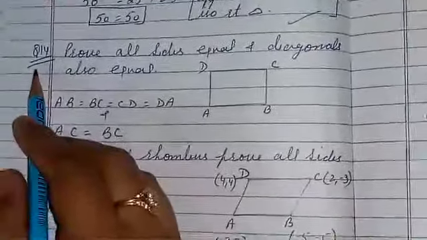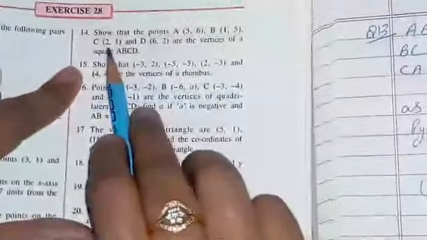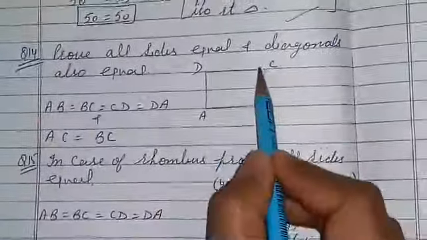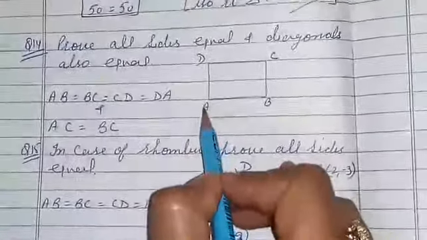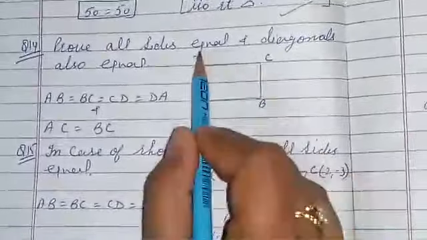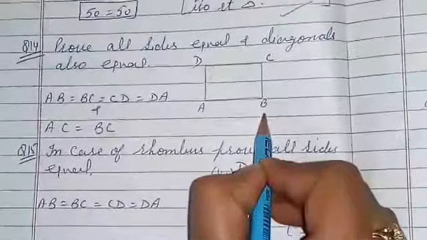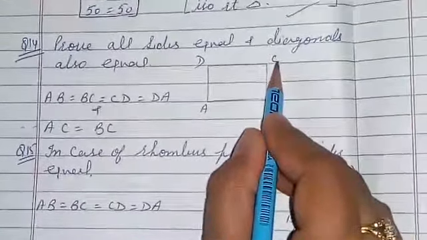Question number 14. Show that points A, B, C, D are the vertices of a square. So first of all, you have to draw a figure. Square, you know how to draw. Mark the points A, B, C, D. Write here all the vertices, like vertex A coordinates, vertex B coordinates, vertex C coordinates.